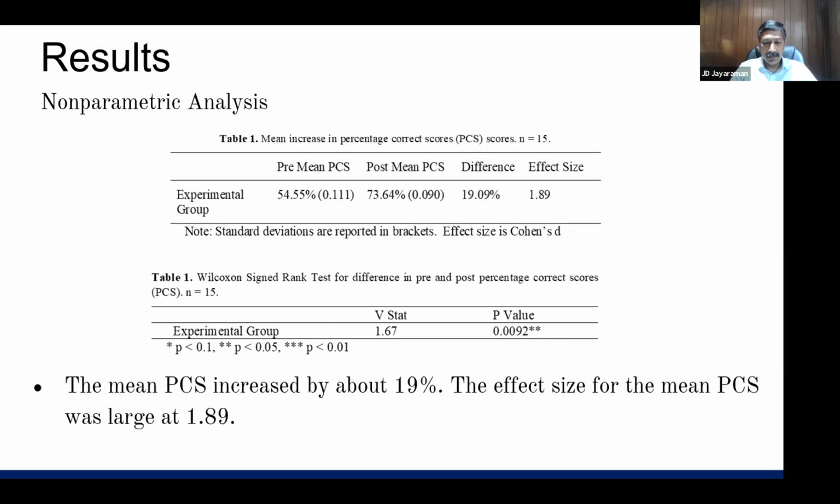Right? So you can see that from pre to post, the increase in the PCS is about 19%, and the effect size is about 1.8, 1.9, which is a fairly large effect size. Again, since this is a small sample, I used the Wilcoxon signed-rank test, a non-parametric test, and it shows that the difference in the pre and post PCS, percentage correct scores, is statistically significant.